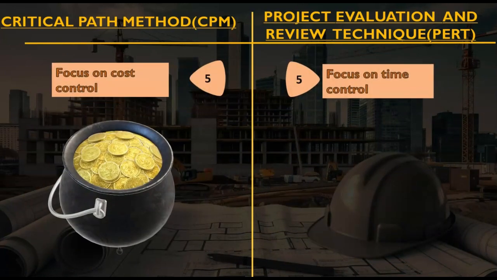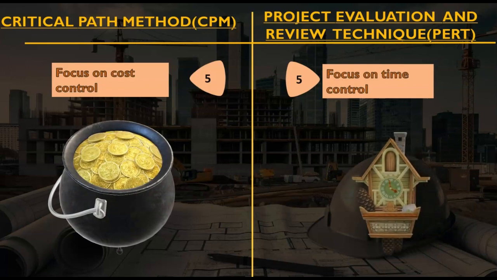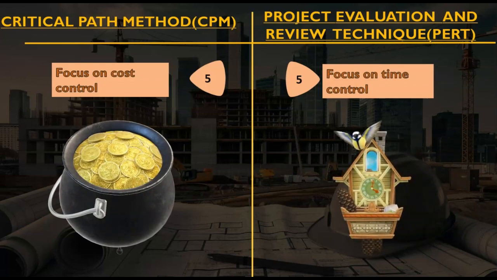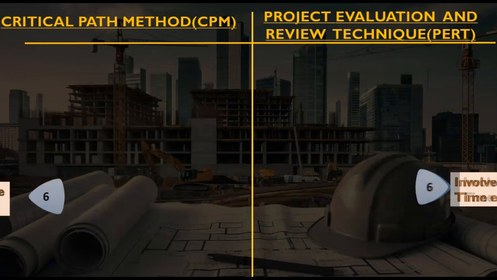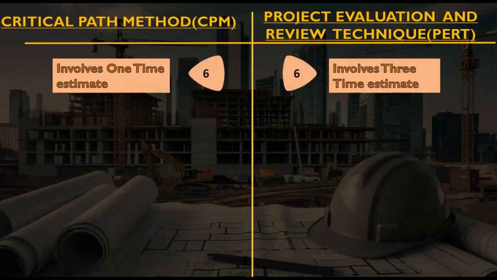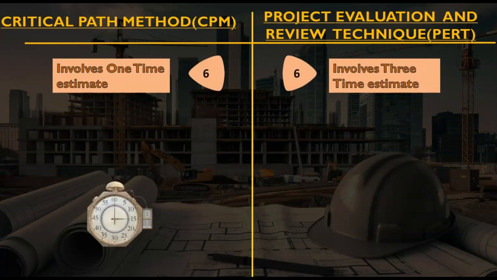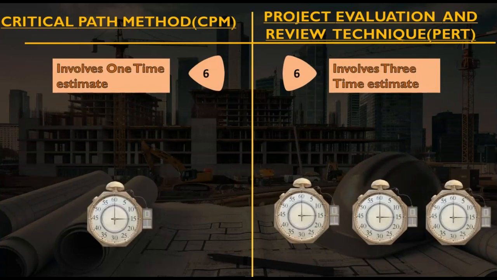CPM focuses on cost control, whereas PERT focuses on time control, because PERT is used to determine the time for uncertain activities. CPM involves one-time estimate because the duration is fixed, whereas PERT involves three-time estimates, which are optimistic time, most likely time, and pessimistic time.